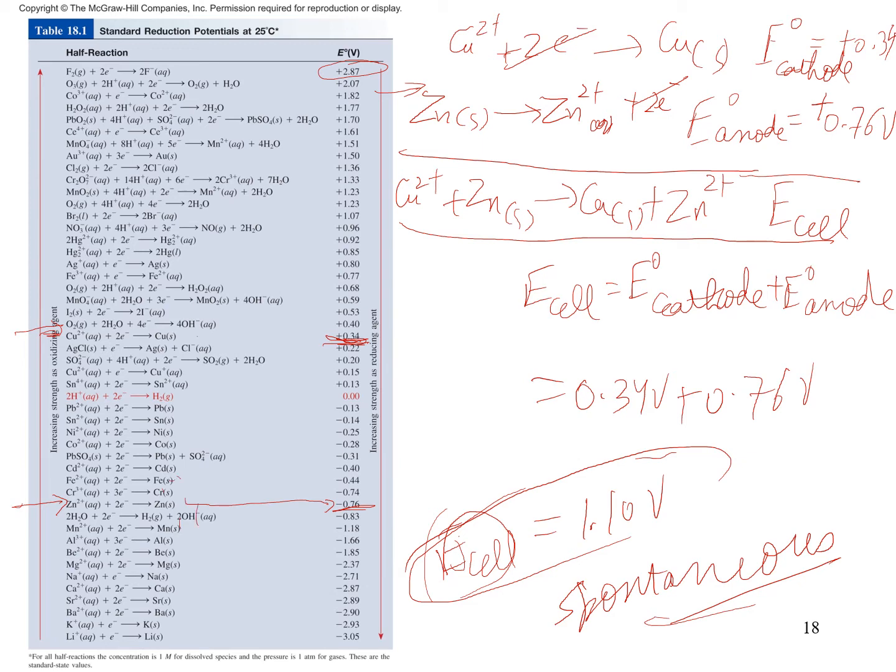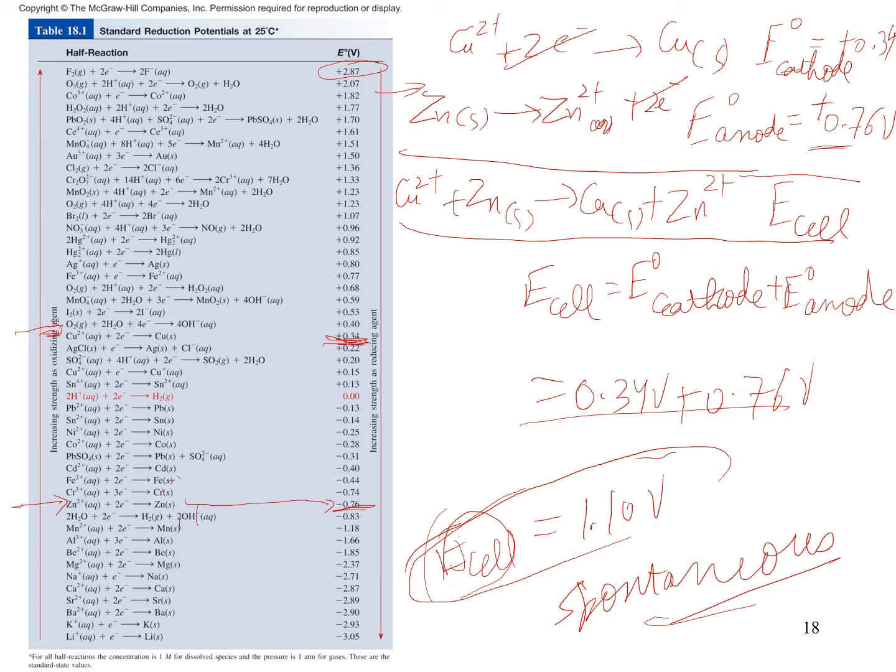Then whatever lies on top is your reduction, is going to happen as it is. Once it happens as it is, that is the reaction that happens at the cathode. Whatever lies at the bottom is going to be reversed. So you reverse the reaction and you reverse the sign of the E value as well. Then you add the E for cathode and E for anode, and that gives you the value of E. Once you have the value of E, if it's positive, it's spontaneous. If it's negative, it's non-spontaneous, and the reverse will be spontaneous. I hope everybody understands that.